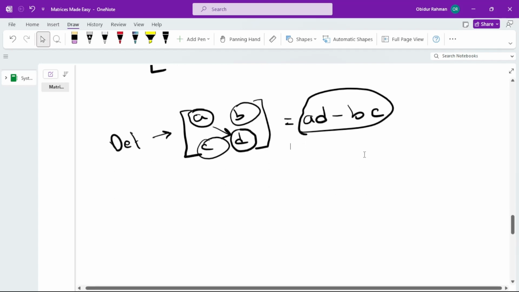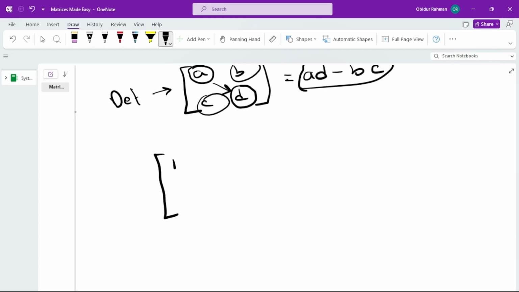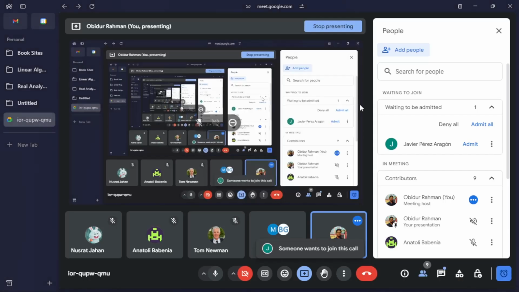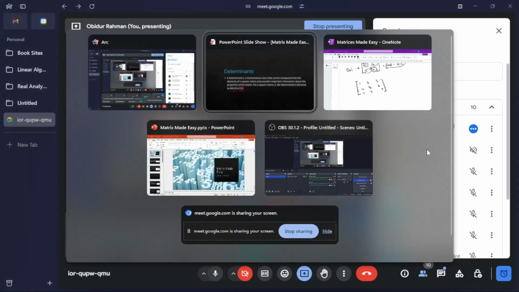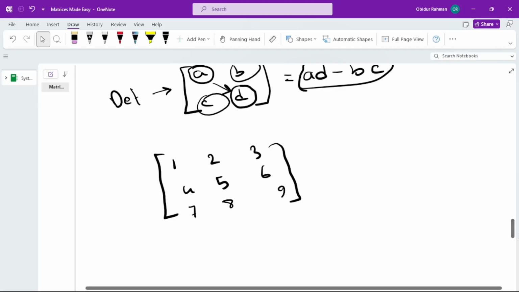Now, see, this is pretty easy. But what if we have a 3 by 3 matrix? Then things start to get a little complicated. See, there's a new concept when you're doing a 3 by 3 matrix. So when it's a 3 by 3 matrix and you're calculating the determinant, here's the process.